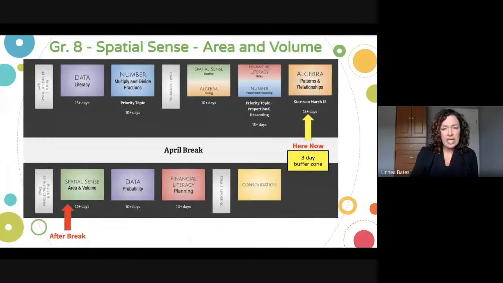The grade 8 long-range plans look very similar, of course. So again, hopefully everybody at this point is in their patterns and relationships unit, and that you do have a little bit of a buffer zone there before the April break next week, and then everybody starting off with their spatial sense measurement unit. And in grade 8, the focus is on area and volume, but we'll talk about some of the prerequisites that are needed for that coming up.